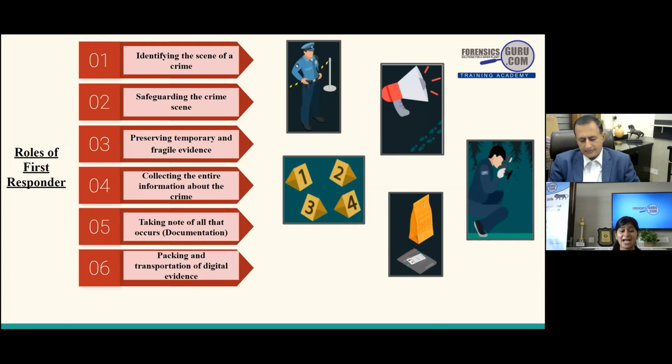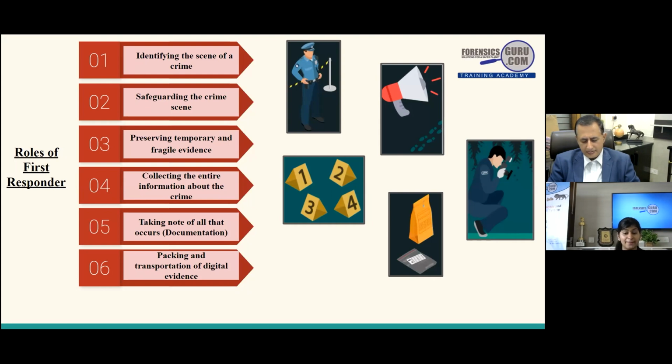So first, identify the crime scene. The first responder will identify where exactly he or she needs to perform evidence collection. So first, identification, then safeguarding the crime scene. Use the crime scene tape, barricade the crime scene, so that unnecessary people cannot come there and contaminate the evidence. And then start documenting everything: photography, documentation, making notes, creating a sketch, along with evidence collection.